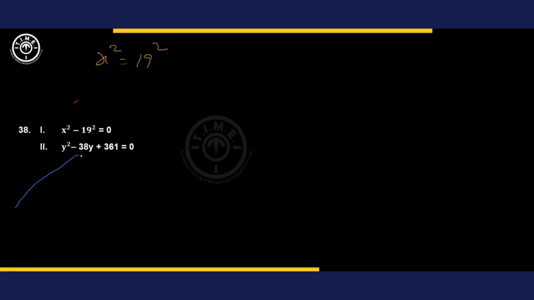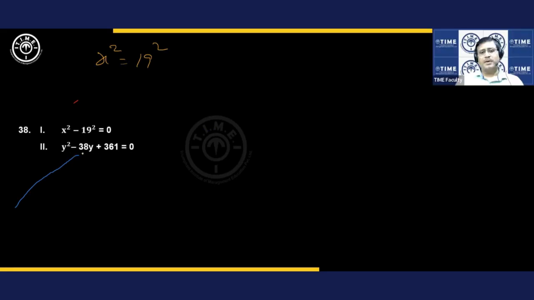19. Look at the second one. y square minus 38y plus 361 is equal to 0. What is the result here? Minus 19, minus 19. So what is the value of x here? 19. Sorry, it is not x, it is y. What is the value of y?